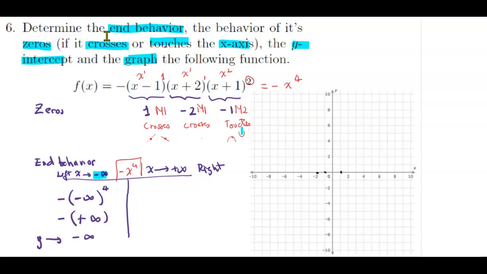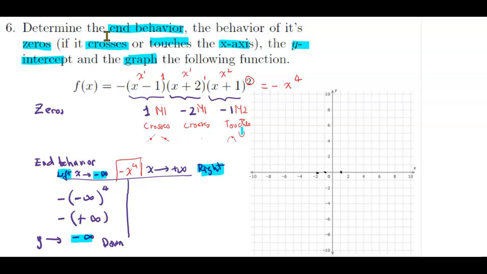The x can go only left and right, right? So left for negative infinity and right for positive infinity. However, the y can go up and down. So minus infinity means it's going down. So the graph is behaving, going left, down.